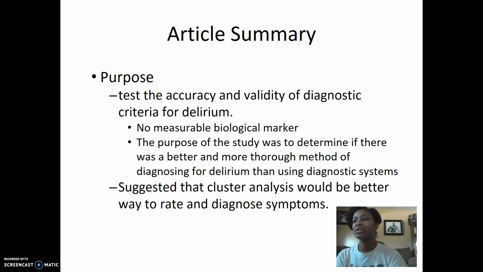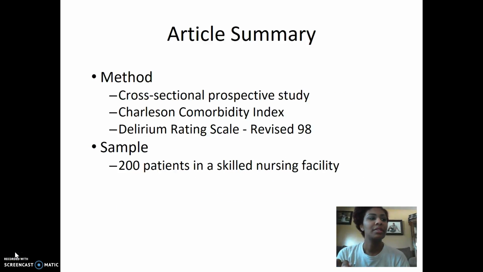The researchers also used the Delirium Rating Scale, revised 98, to rate the severity of symptoms on each system. Its criteria were created based on the observable symptoms and it is not a diagnostic system. The researchers tested 200 patients in a skilled nursing facility.